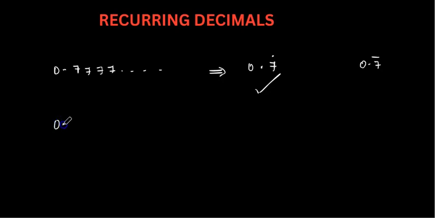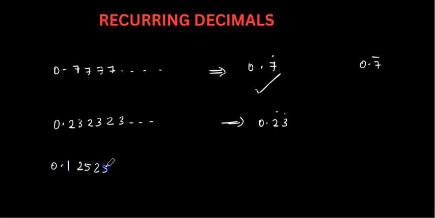And suppose I'm writing 0.232323, this can be noted as 0.23 with dots above, which means 2 and 3 are getting repeated again and again. Now suppose I'm having 0.1252525, it's going on like this. Here you can see that 1 is not repeating again and again, it's just the 2 and 5 getting repeated. So you can write it down as 0.125 having the dots above the 2 and 5.